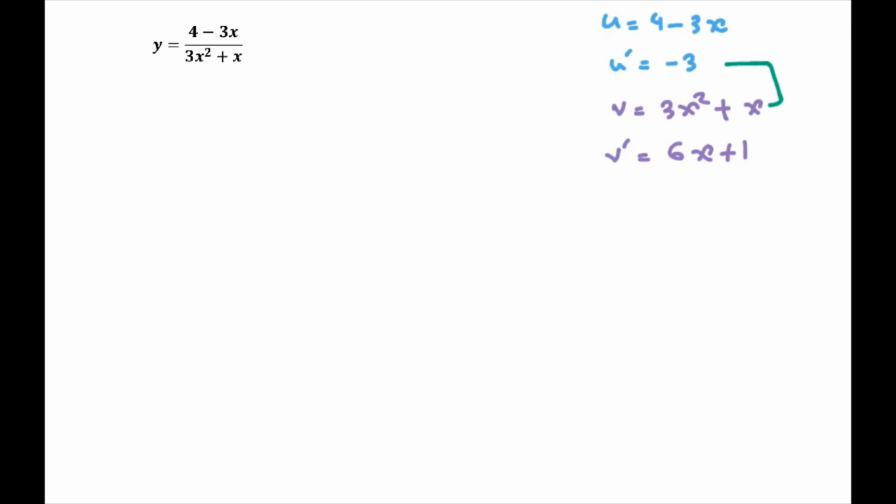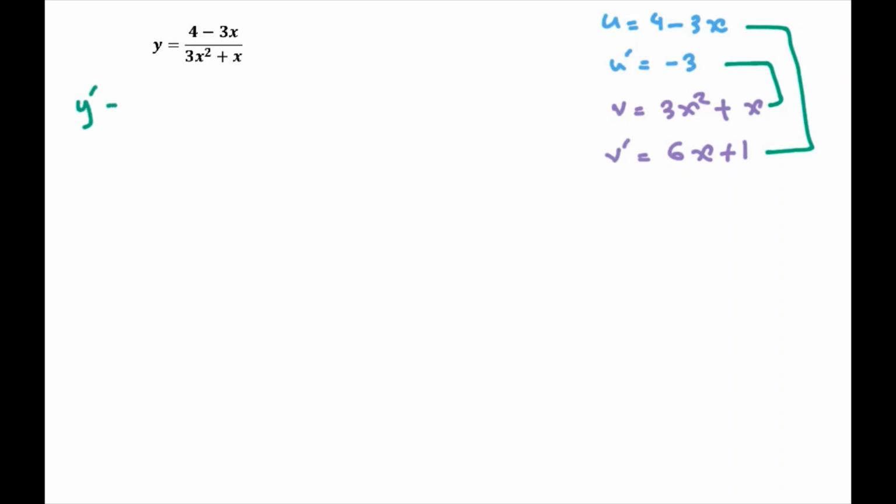Now we are going to use the quotient rule. So I'm going to call the numerator u, so u prime will be equal to negative 3. I'm going to call the denominator v, so v prime will be 6x plus 1. First you will take u prime v and then u v prime, minus, over v squared.